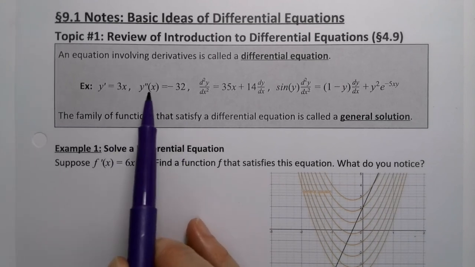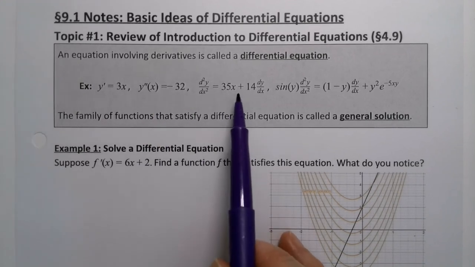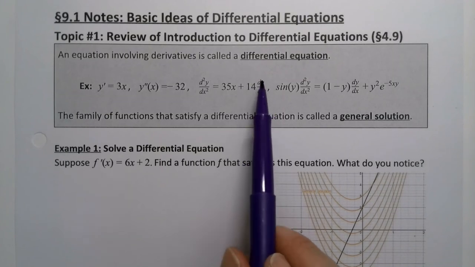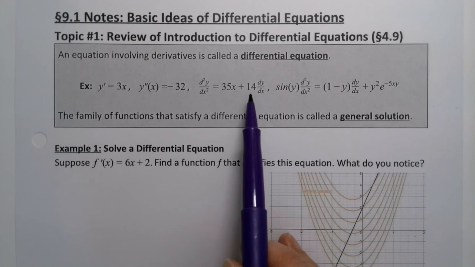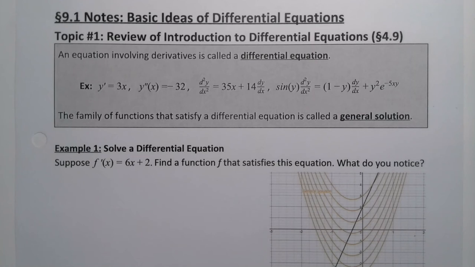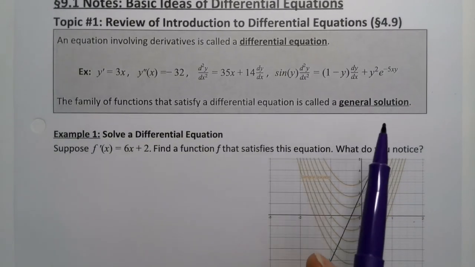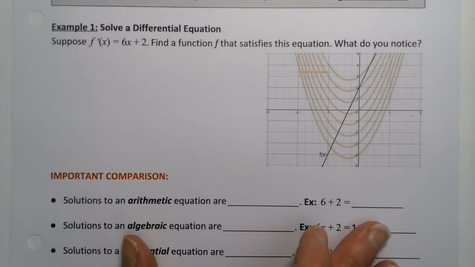That one should look familiar to you. The second derivative with respect to x is this lovely function here, plus 14 times the first derivative. Interesting. So that involves both the second derivative and the first derivative. This also involves the second derivative and the first derivative. So the family of functions that satisfy a differential equation is called a general solution. Now let's look at that just a little bit and talk about what that means.